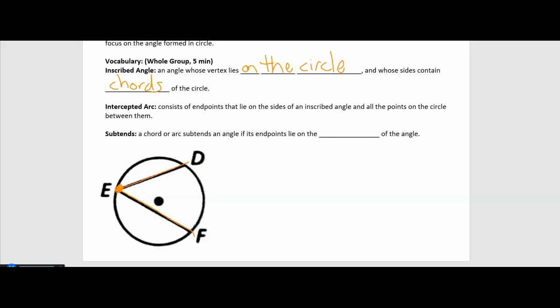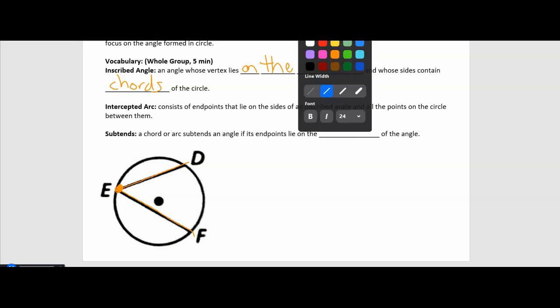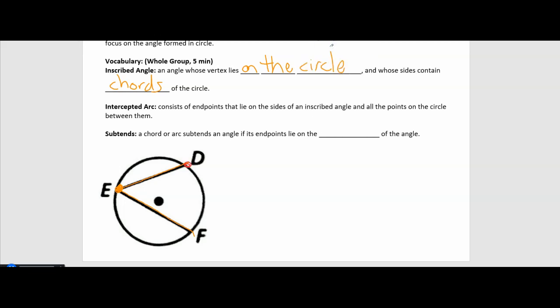The intercepted arc consists of endpoints that lie on the sides of an inscribed angle and all the points in the circle between them. So if I look at these 2 points where they intersect the circle and all of the points on the arc between those points, that's what we call an intercepted arc.